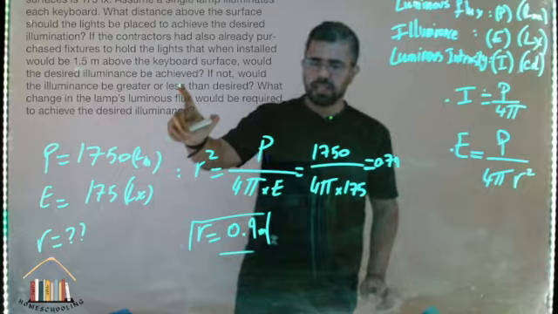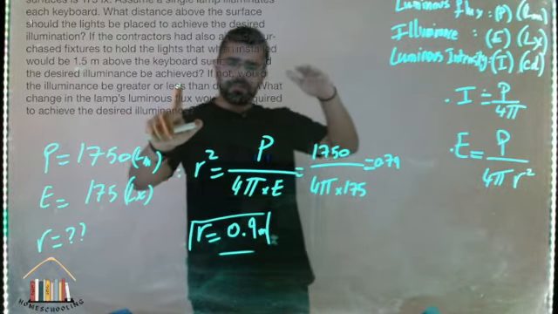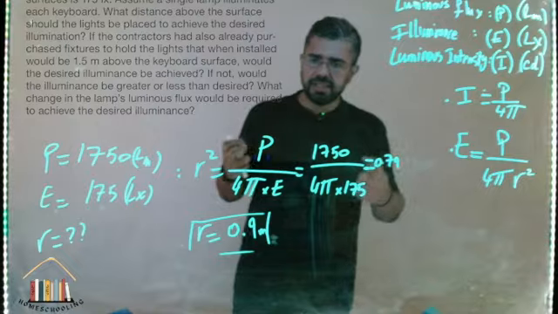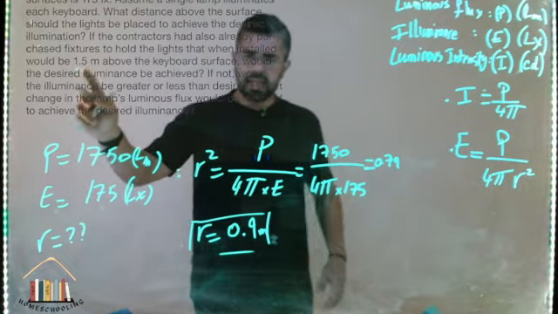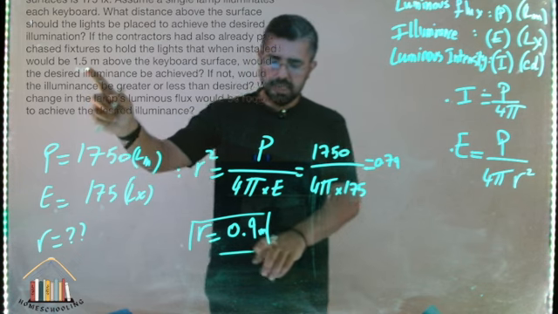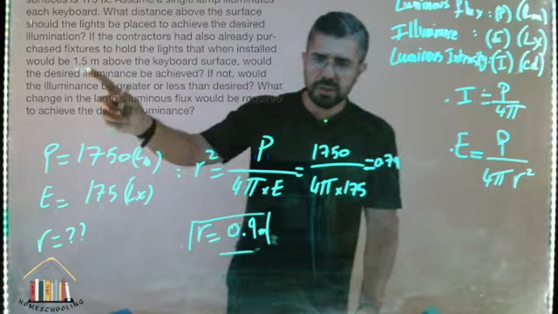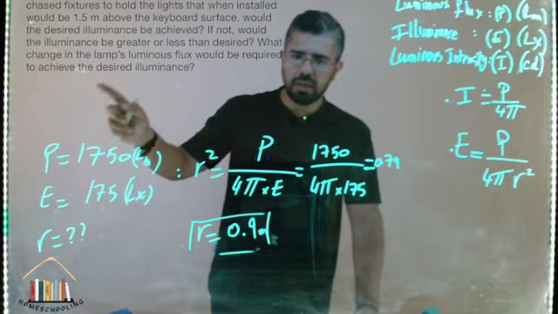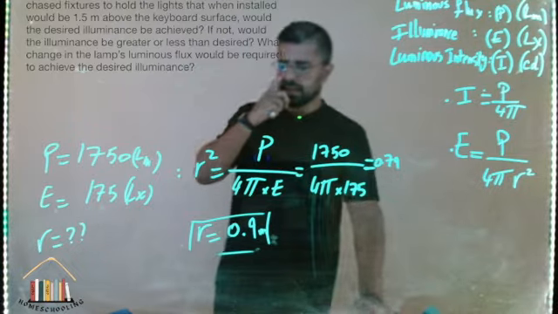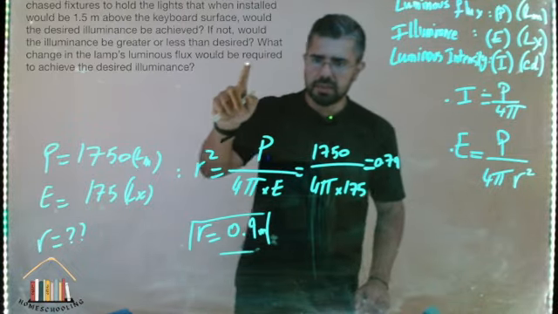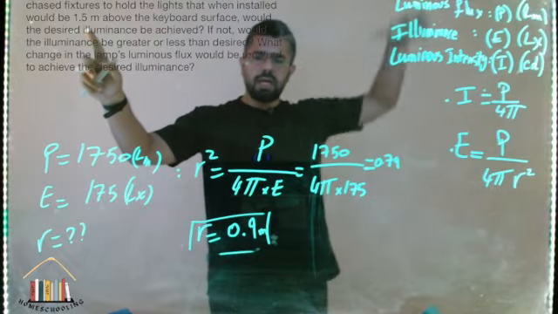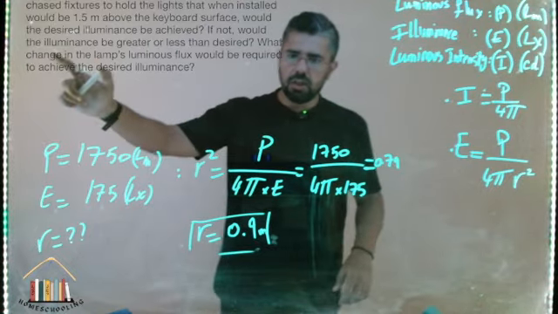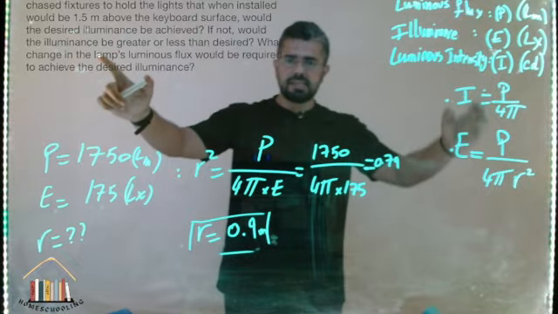Of course not, it will not be achieved, because, remember in the beginning of the lesson, every time the distance is bigger, we are receiving less light. Here they are fixing the light at 1.5 meters, whereas it has to be at 0.9 meters. Would the desired illumination be achieved? No, of course not. If not, would the illumination be greater or less than desired? Of course it will be less than desired, because we fixed the lamp way above 0.9 meters. So the illumination E in this case will be less than required.